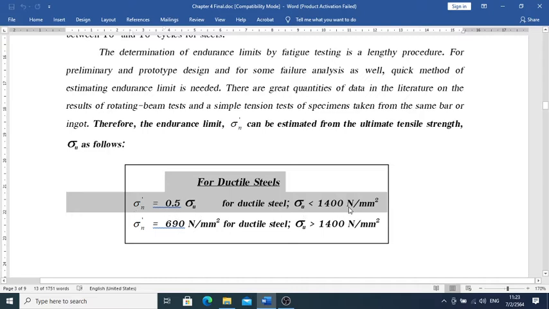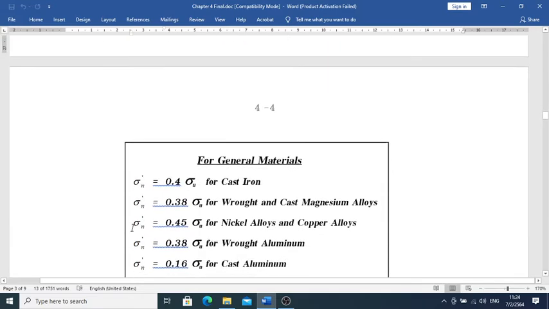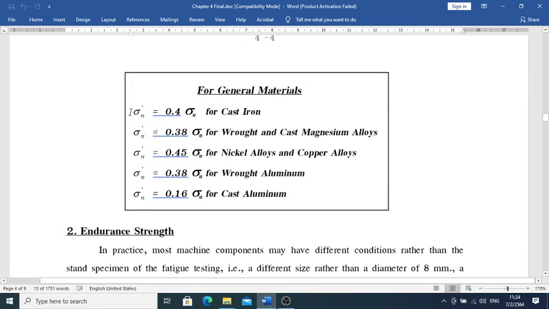If sigma u is less than 1,400, sigma n prime is 0.5 sigma u; if it is greater than 1,400, sigma n prime is 690 megapascals. For cast iron, we use sigma n prime of 0.4 sigma u. For the magnesium alloy, 0.38 sigma u. For the aluminum, it's going to be 0.16, and for wrought aluminums, 0.38. For the nickel alloy and copper alloy, 0.45 respectively.